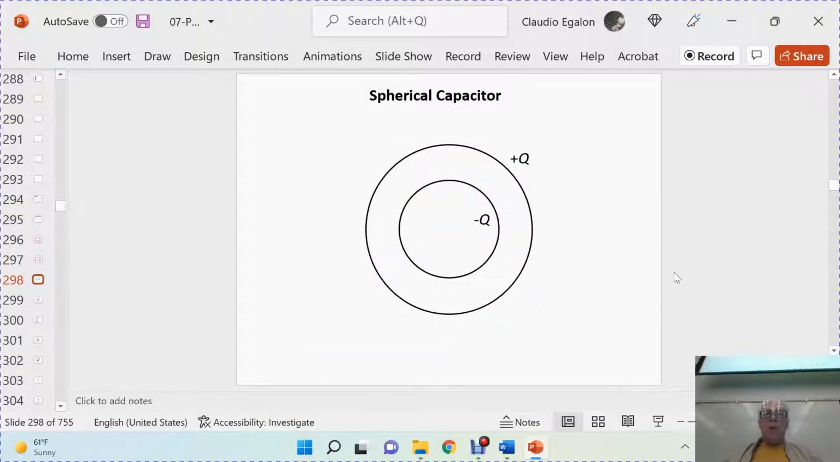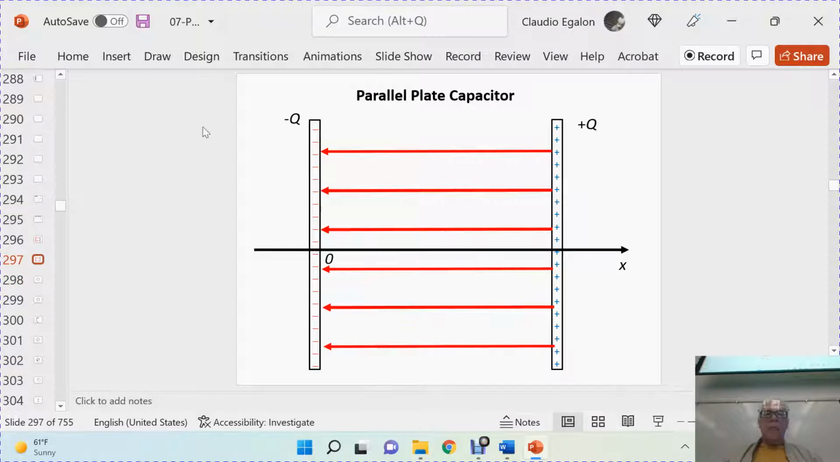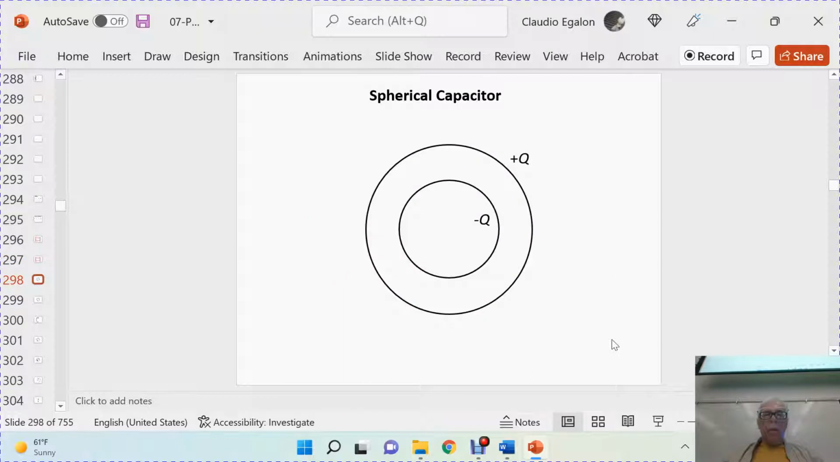Okay? The positively charged sphere has an electric field that points towards the negative one. And if this guy here is a spherical shell, then the electric field inside is going to be zero. Here too, the electric field on the outside of this capacitor is going to be zero as well. We can have either the positive charge on the outside and the negative on the inside, or the negative on the outside and the positive on the inside.